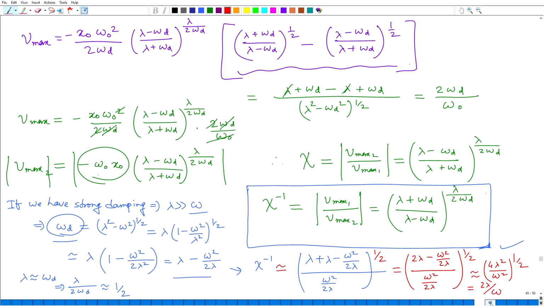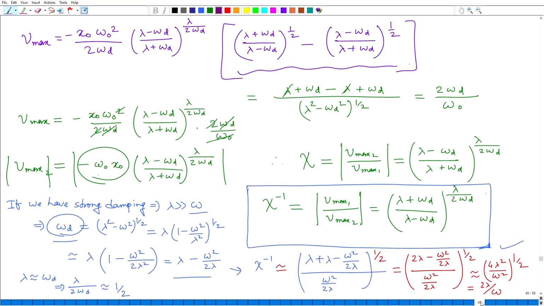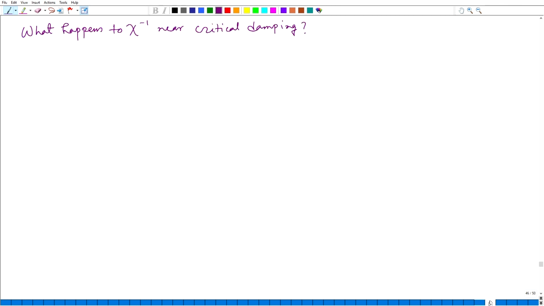What happens near critical damping? So, I just write this question: what happens to chi inverse near critical damping? Of course, just one question, that we start by saying that we have to evaluate chi. You can do chi as well. So, chi will simply be then omega by 2 lambda. Okay. It is just whatever you want, there is no problem. So, what happens to chi inverse near critical damping, or chi? I just try with chi inverse, and chi will be simply 1 by that.